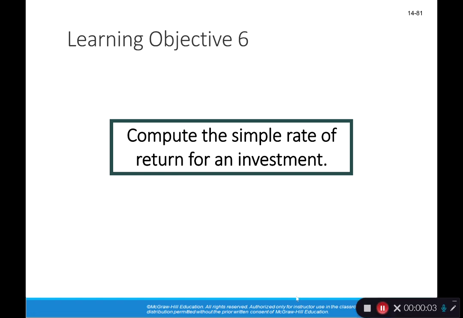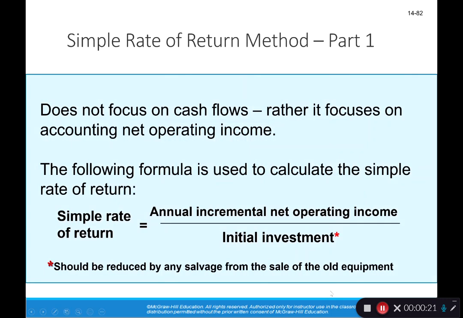In our final segment of the chapter, we'll discuss the simple rate of return. This one is left for the end because the simple rate of return is the only method for analyzing long-term investments that doesn't focus on cash flows. Instead, it focuses on the net operating income.